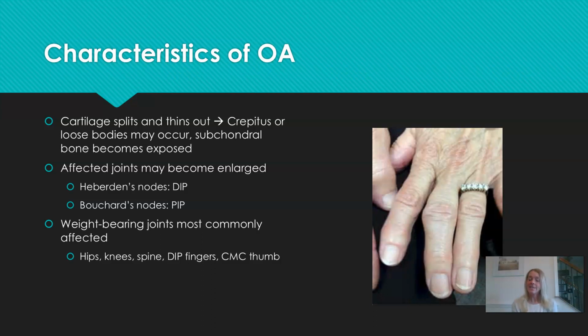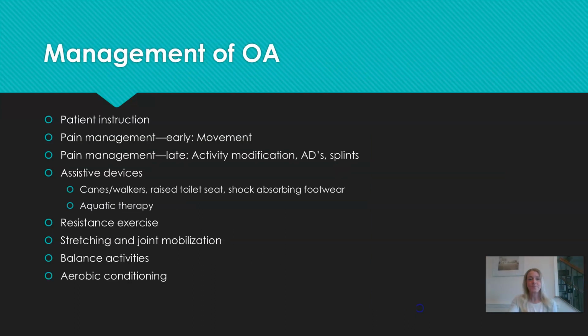With the hand, this is one way you can tell the difference too: for whatever reason, osteoarthritis tends to affect the DIP joints and the thumb. RA does not tend to affect those. RA tends to affect the proximal interphalangeal joints more so than anywhere else.